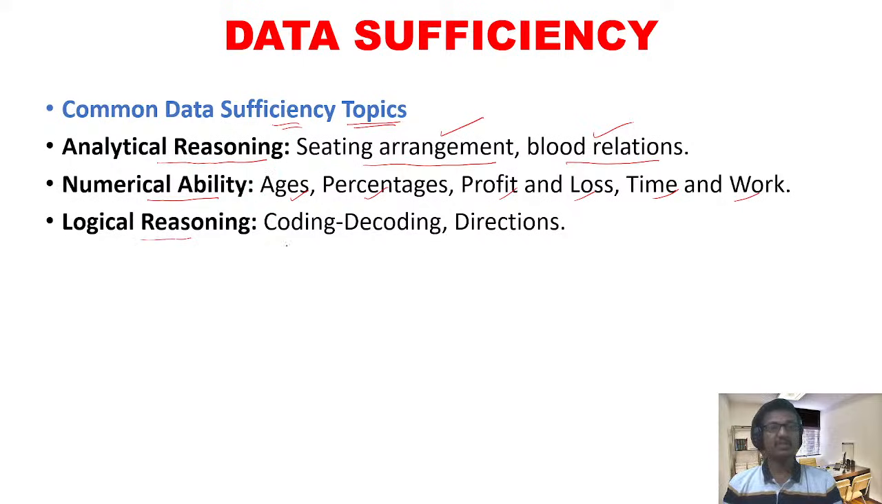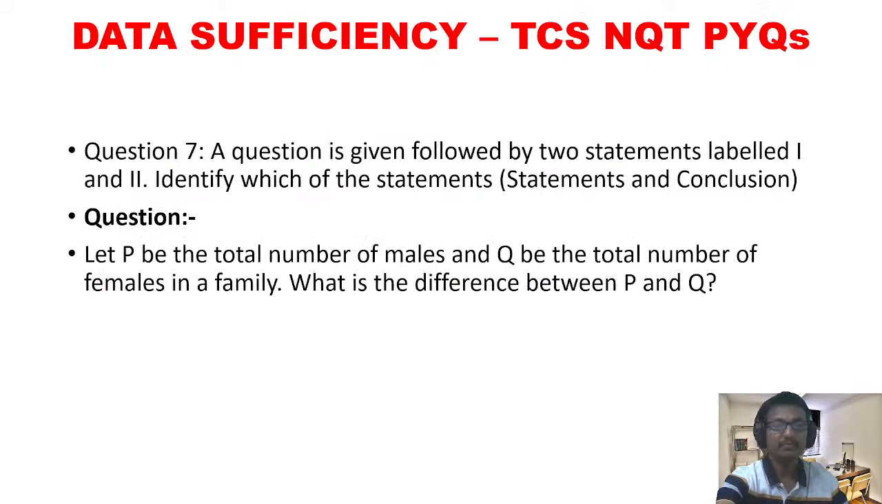Then coming to logical reasoning, coding-decoding and directions. From these two topics, questions will be framed in the data sufficiency section. So you need to complete all these chapters or topics before you attempt data sufficiency. Got it? These are important. Mostly the questions in data sufficiency will be from these topics only.